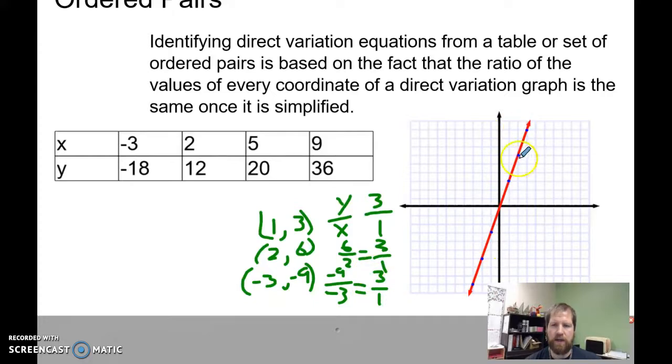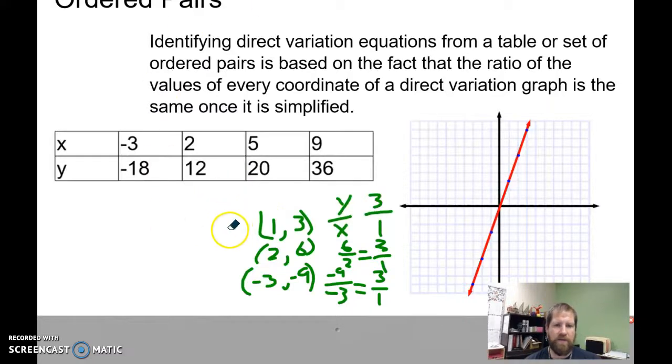Any point on this line, and this line goes forever, goes to infinity, any point on that line, if you take the ratio, it will simplify to 3 over 1. That's useful for us because it's an easy way and a sure way to find out if our equation is direct variation.